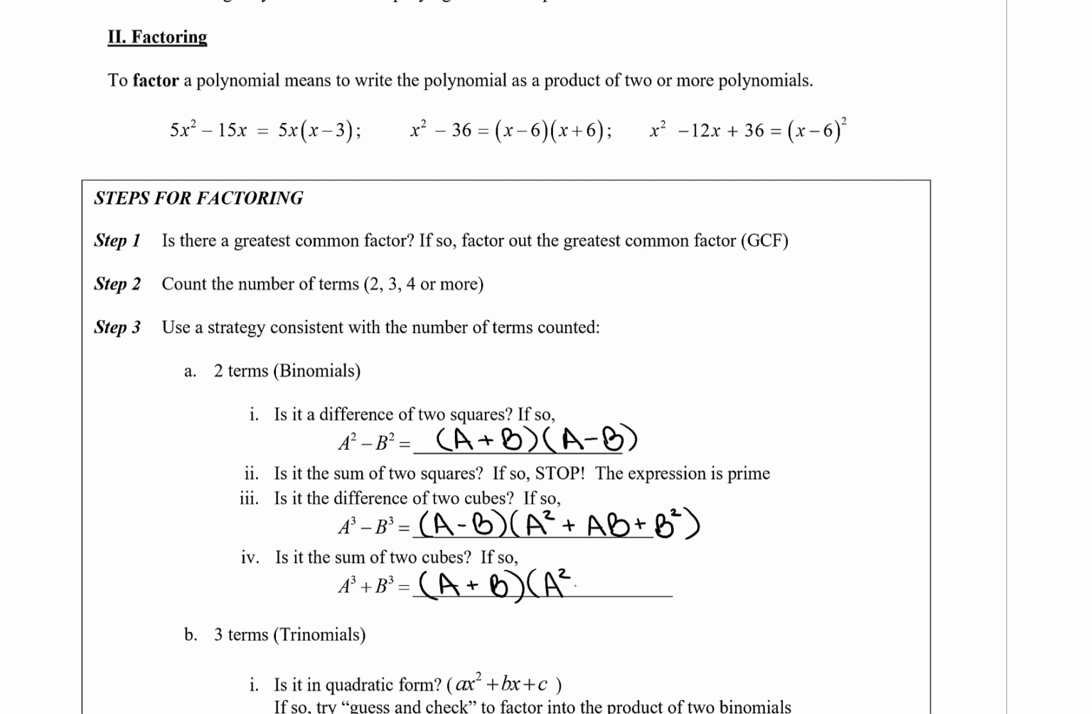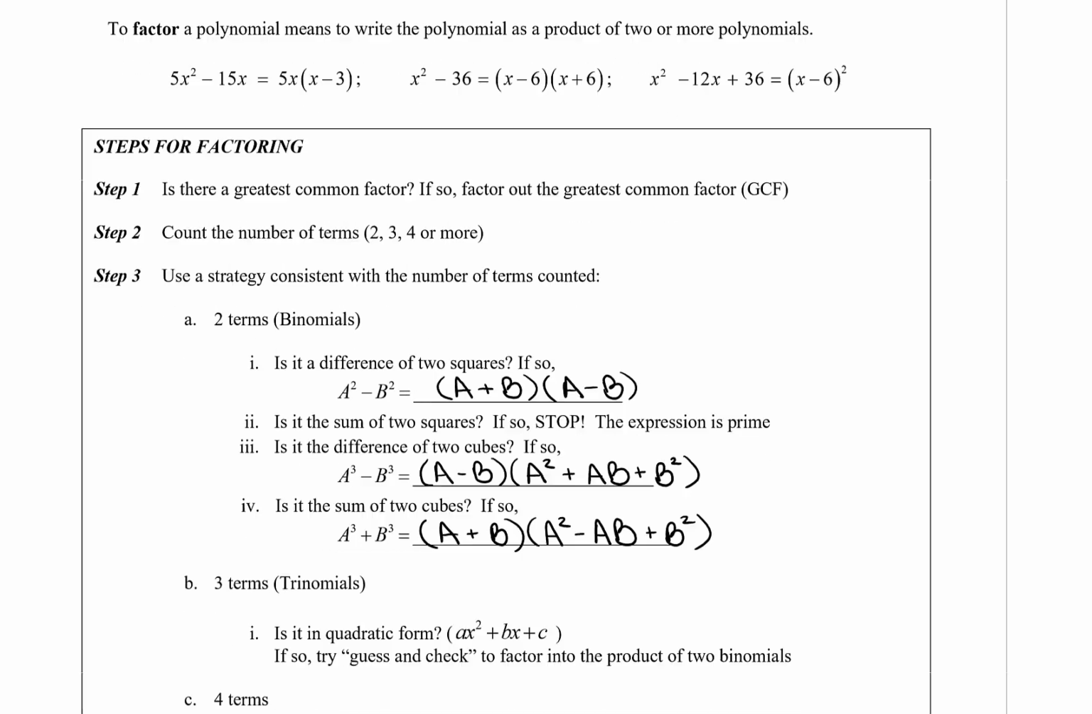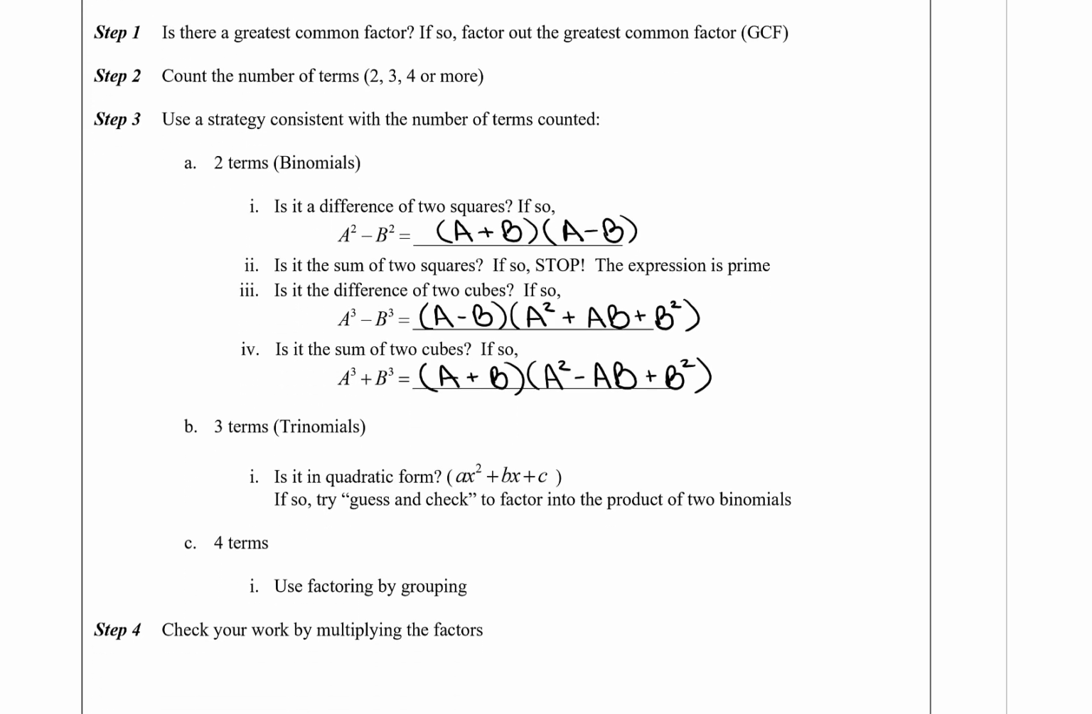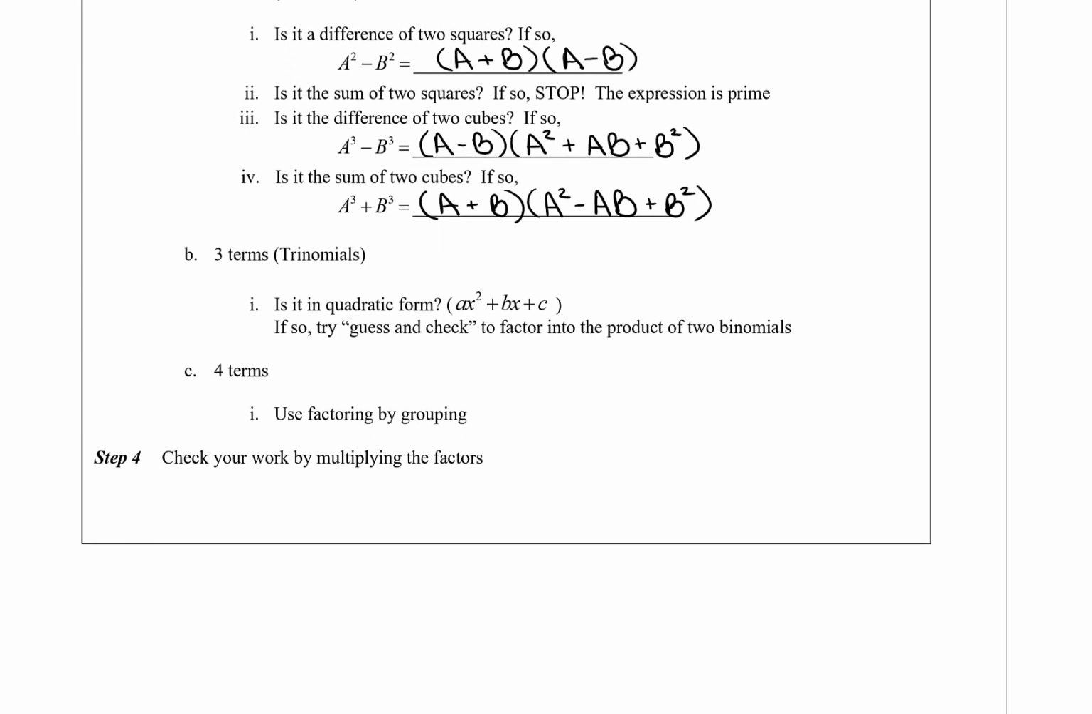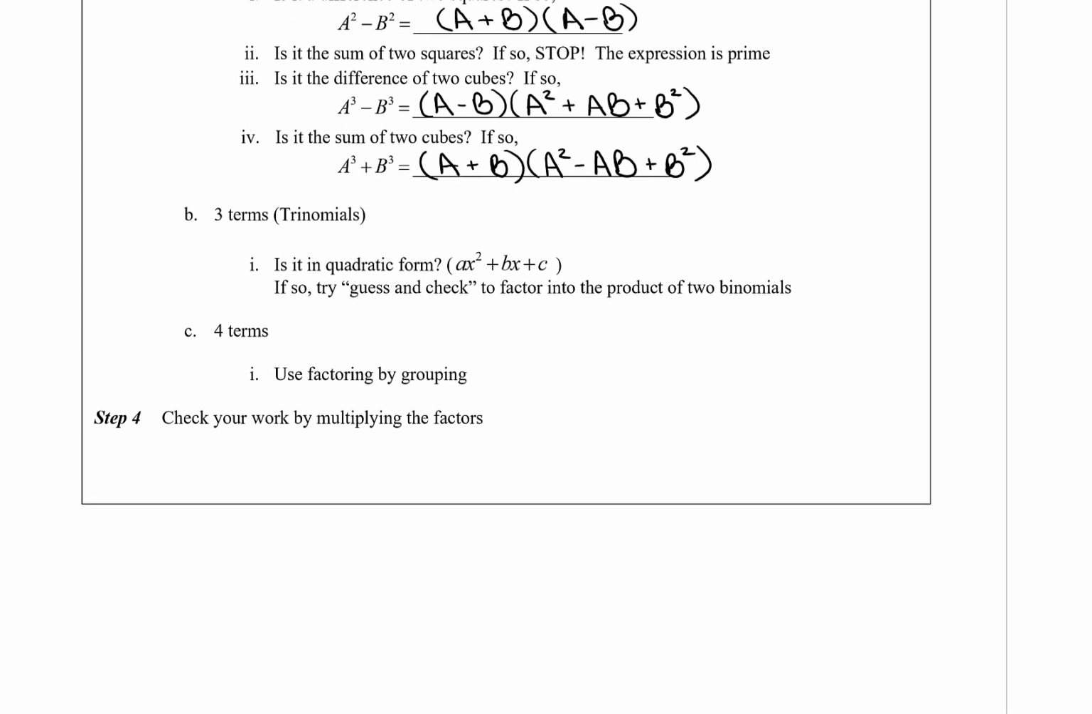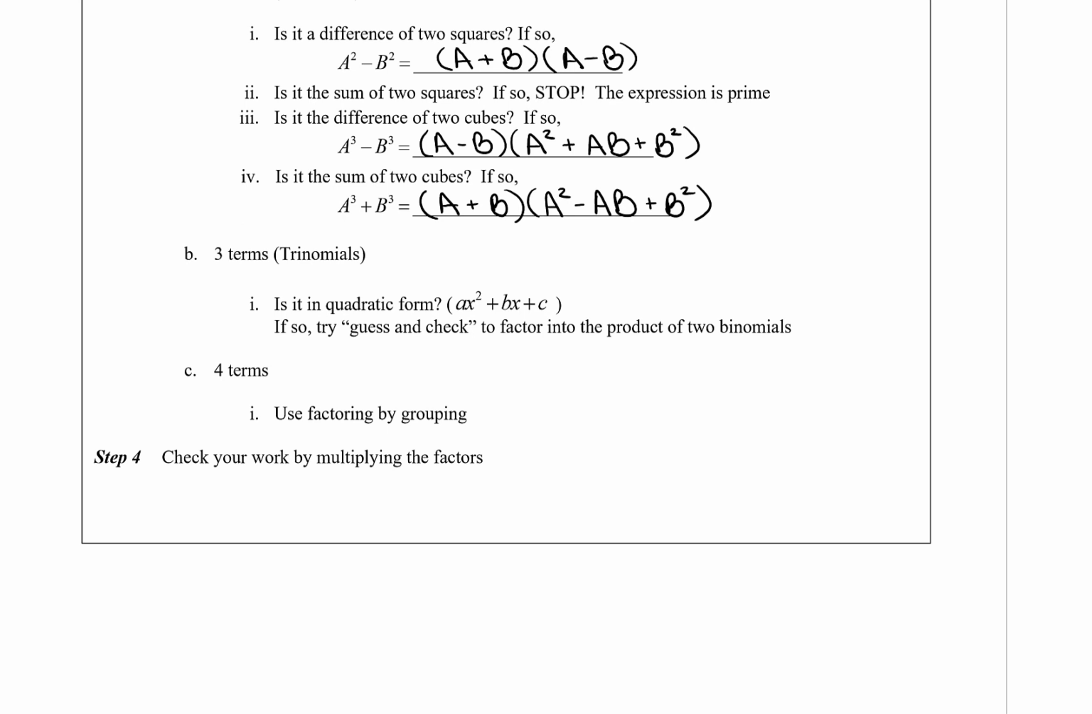B. Three terms, or trinomials. Is it in quadratic form? And that form would be ax squared plus bx plus c. If so, try guess and check to factor into the product of two binomials. C. Four terms. 1. Use factoring by grouping. Step 4. Check your work by multiplying the factors. So these would be the steps you go through when you are factoring polynomials.